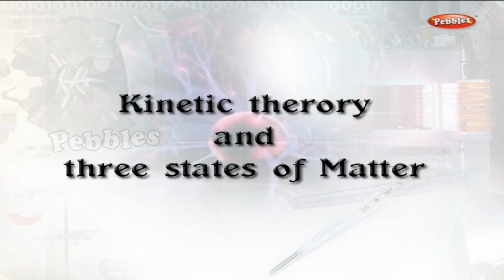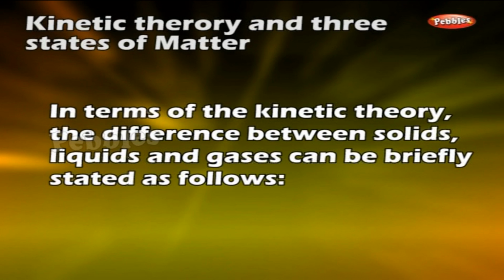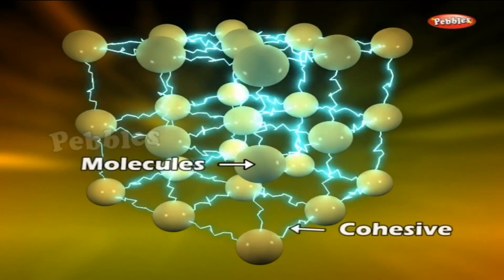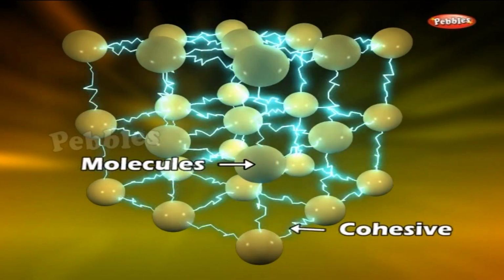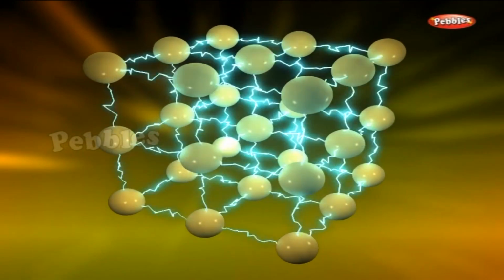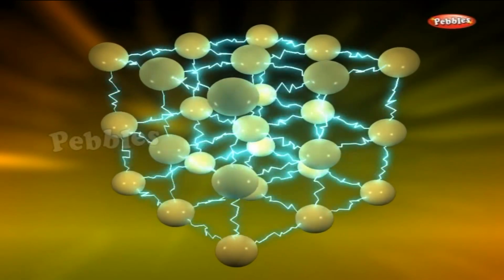Kinetic theory and three states of matter. In terms of the kinetic theory, the difference between solids, liquids, and gases can be briefly stated as follows. Solid state. In a solid, strong cohesive forces rigidly bind the molecules. Each molecule oscillates about a fixed point without leaving its position with reference to the other molecules.